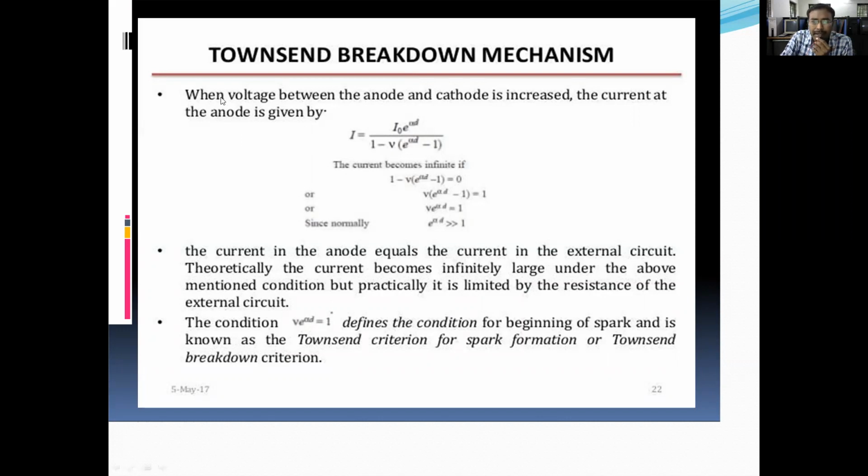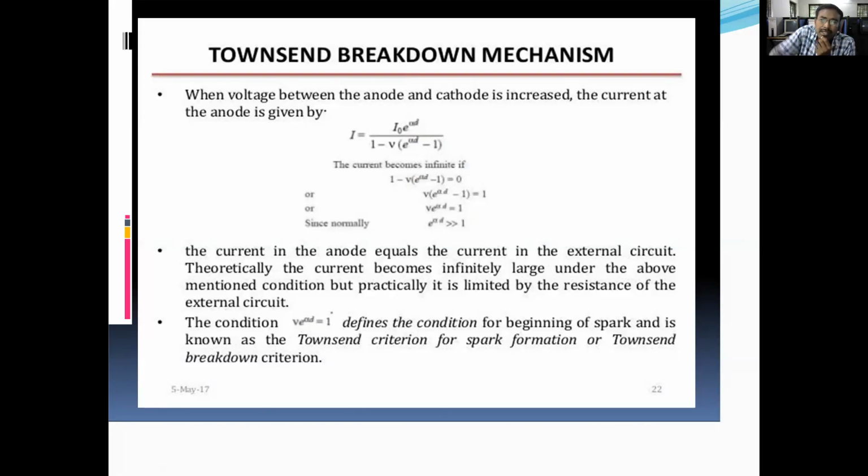So when the voltage between the anode and cathode is increased, whatever the current supplied from the source, that current is equal to the current flowing through the dielectric material. That means the dielectric material is acting as a conductor instead of an insulator, so the current is maximum. Ideally it's infinite current, but practically we consider the maximum current, called the external current, whatever the source supplies. Whatever current is supplied by the source is equal to the current flowing through the dielectric material.